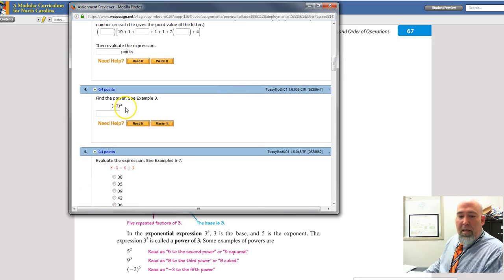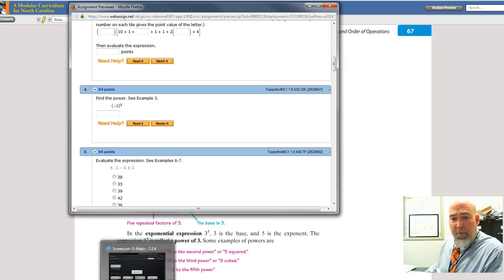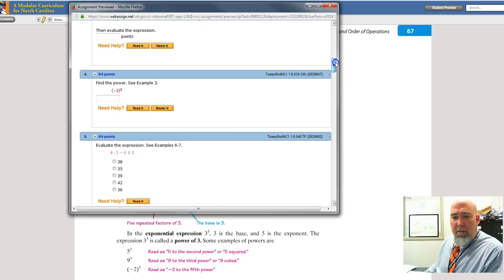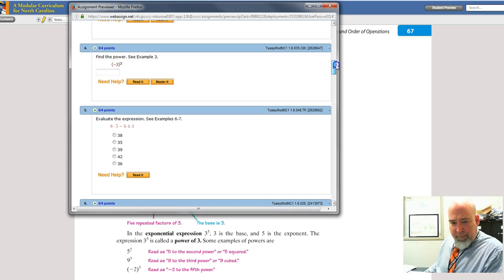On this one, -3 cubed. So when I see that cubed, raised to the 3rd power, that means I have -3 written 3 times. And I'm going to multiply those values. If you're doing it on technology, on a calculator, you've got to be very careful with your parentheses. And I'll get a calculator up here in a second so I can show you that.